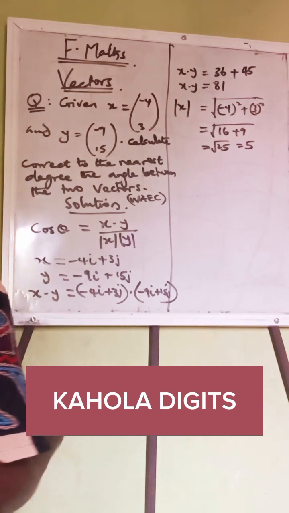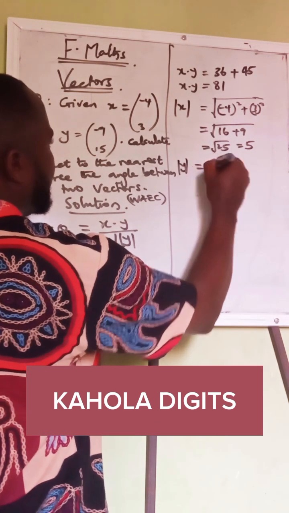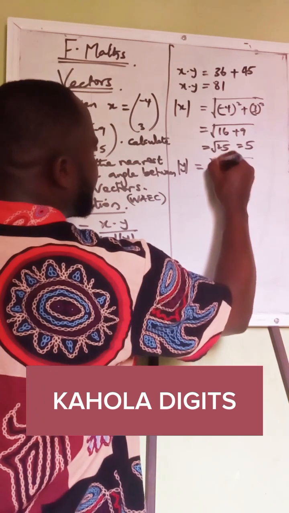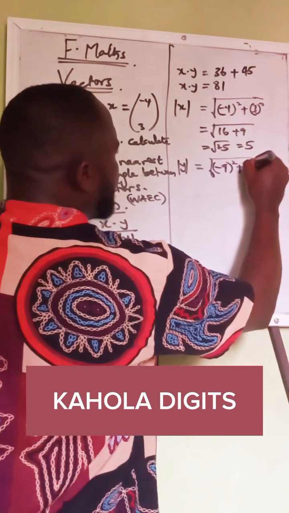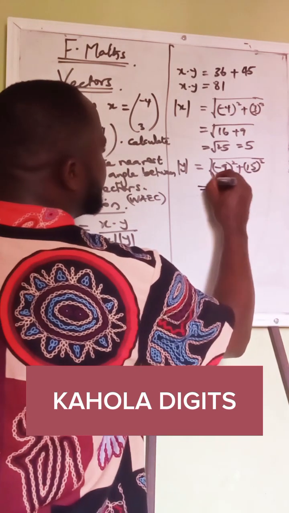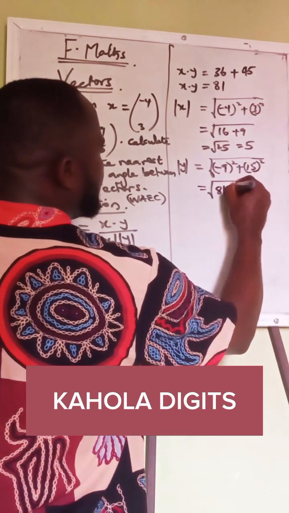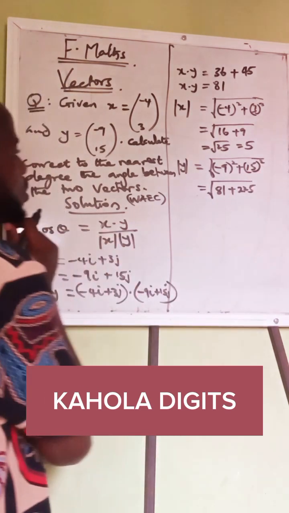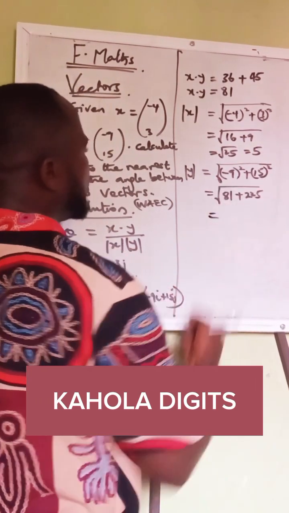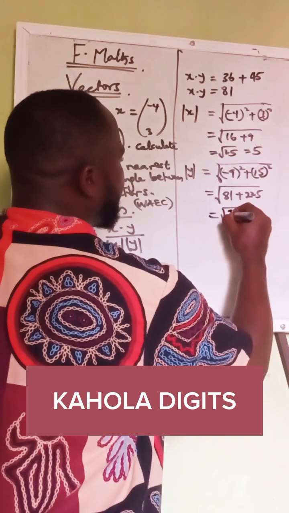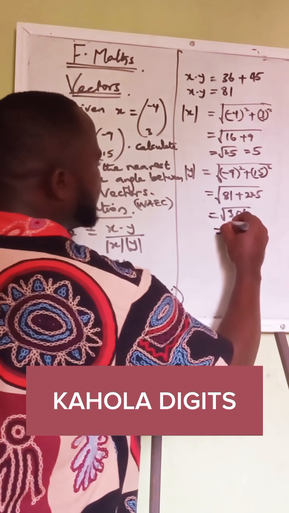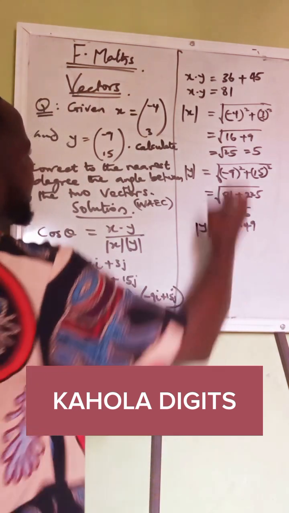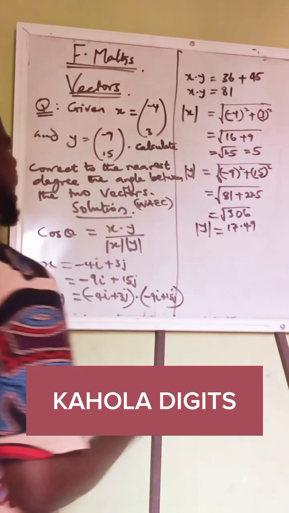The next thing is to find the modulus of y. The modulus of y is the square root of the square of minus 9 plus the square of 15. That gives us the square root of 81 plus 225, because minus 9 squared gives us 81 and 15 squared is 225. The square root of 81 plus 225 is the square root of 306, and that gives us 17.49. So the modulus of y is 17.49, the modulus of x is 5, and x dot y is 81.